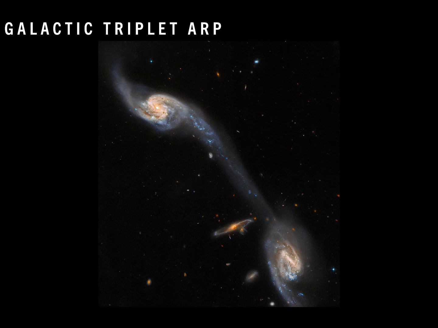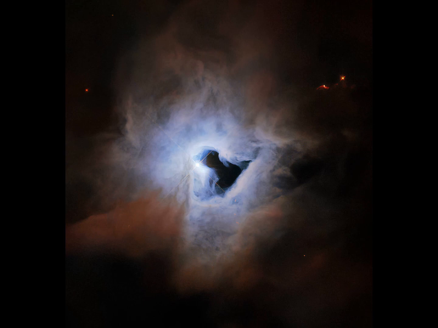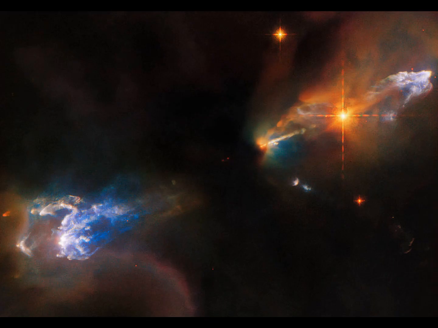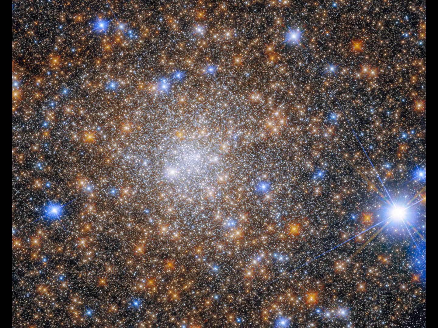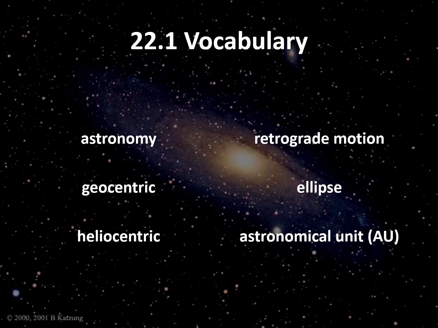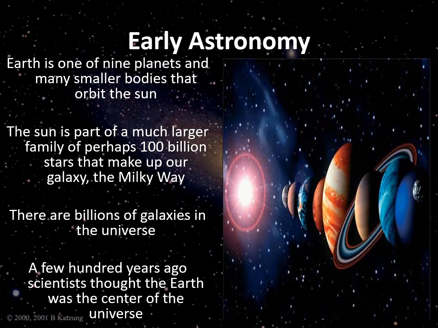So I took a photo of this galactic triplet called ARP. As we can see, we have one galaxy over here, another galaxy over here, and one over there. Next is the NGC 1999 nebula. This one's pretty cool. Next, we have these two stars. Pretty cool, pretty cool. Terra star cluster. Very nice. All right, so starting off with the history of astronomy.